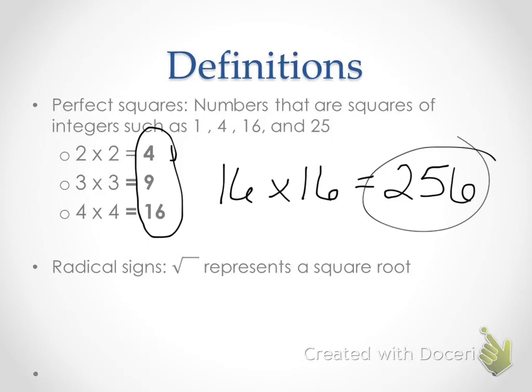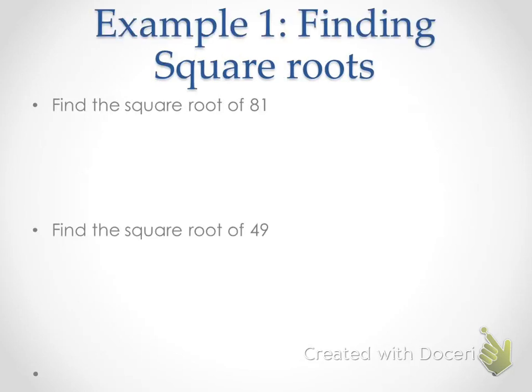All right, now the third term is a radical sign. The radical sign represents a square root. So if I asked you, what is the radical sign that represents a square root? You would circle this. All right, so let's do example 1, finding square roots.